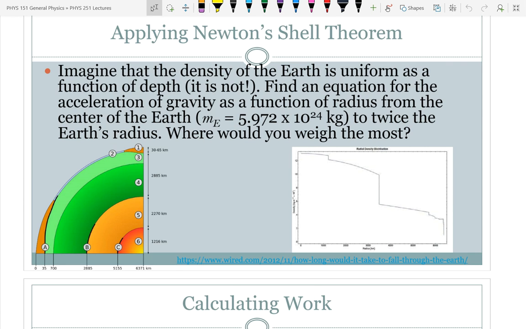Now, that's not what I was doing here. This graph here clearly shows that the density is not constant as you go toward the center of the Earth. Much, much more dense here.